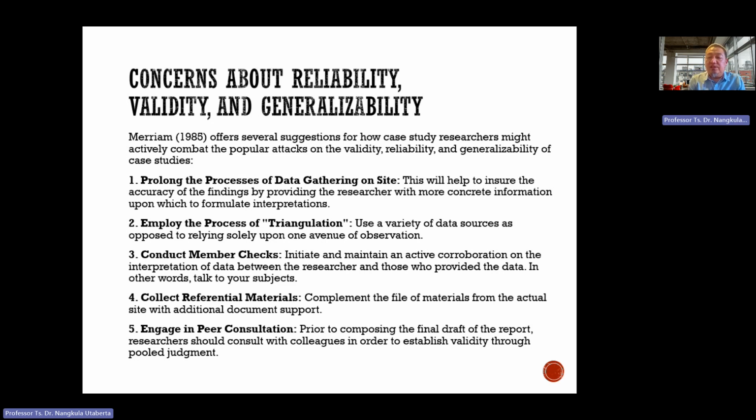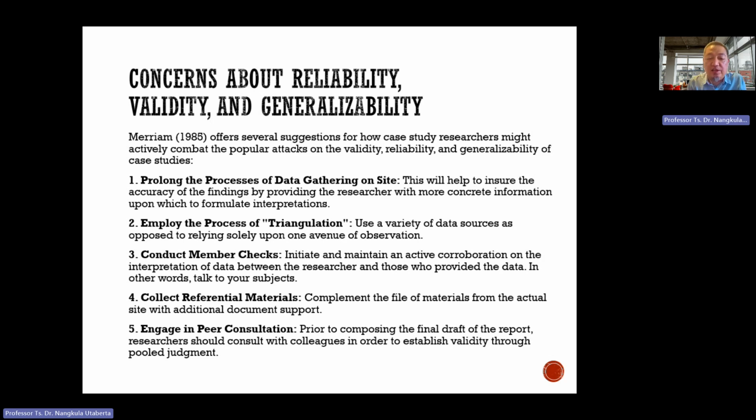The fourth suggestion was to collect referential materials, to complement the data. I said member check means that you check the data, but this one you use literature reviews to check whether that particular data was valid or not. This is called using referential materials, meaning that you do a literature review to confirm the data, not just using another data method.